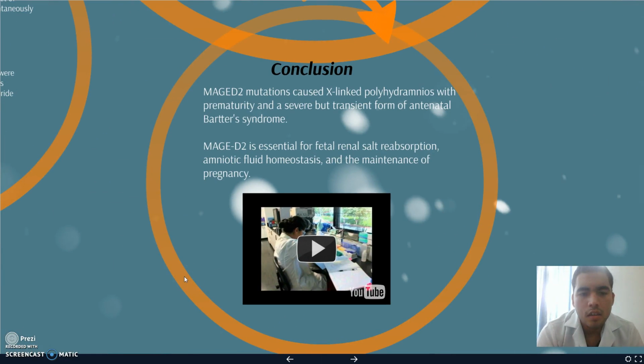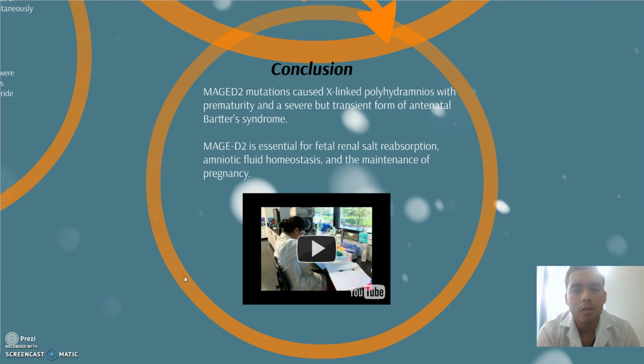Conclusion: Maged2 mutations cause X-linked polyhydramnios with prematurity and a severe but transient form of antenatal Bartter syndrome. Maged2 is essential for fetal renal salt reabsorption, amniotic fluid homeostasis, and the maintenance of pregnancy.